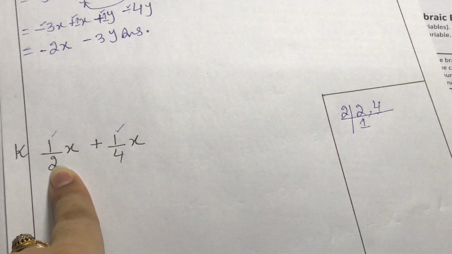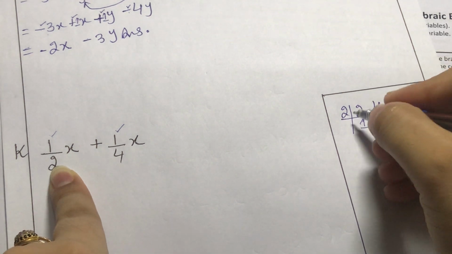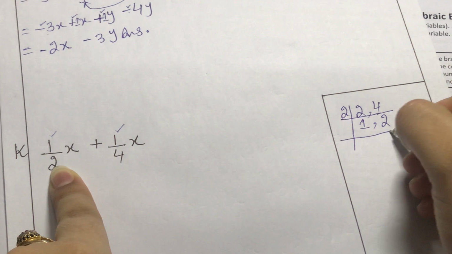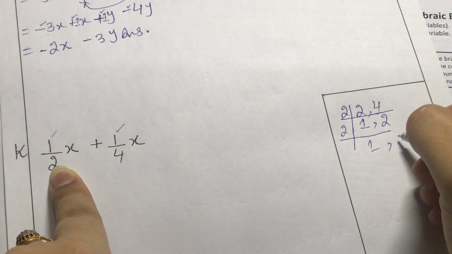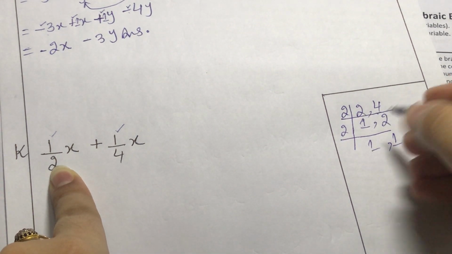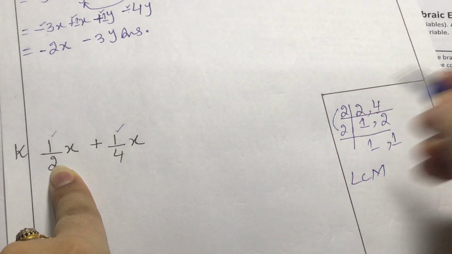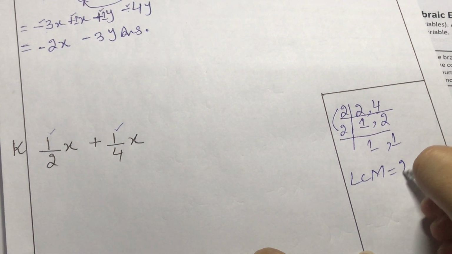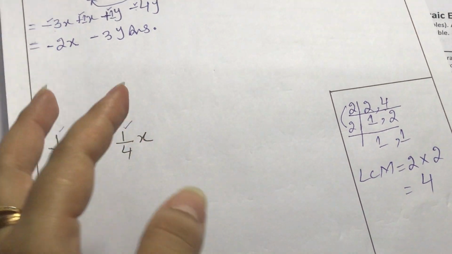2 and 4 are divisible by 2. So 2 ones are 2 and 2 twos are 4. Again we will divide by 2. 1 as it is, and 2 ones are 2. So we will now multiply these two prime factors to get our LCM. So it's 2 twos are 4. So our LCM is 4.